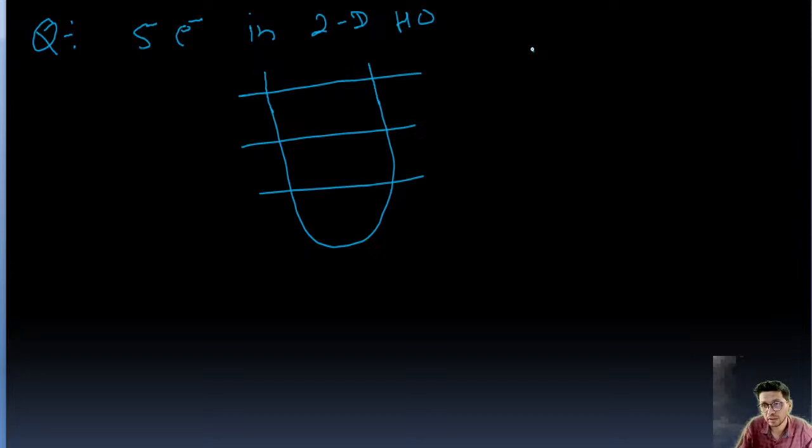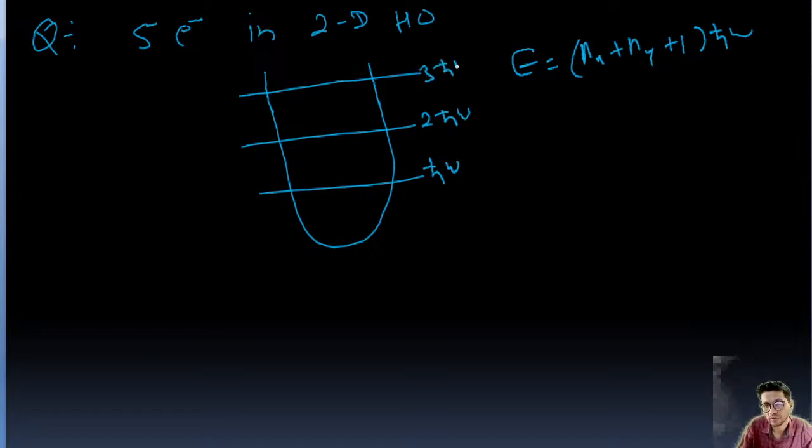2D harmonic oscillator means E is going to be nx plus ny plus 1 h cut omega, right? So for the ground state, the energy is going to be h cut omega. This is 2 h cut omega, and this is 3 h cut omega. These are the energy levels. Now we have to fill 5 electrons and then we need to find out the energy of the system.